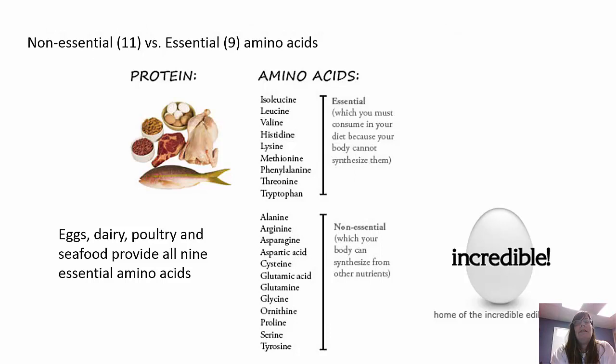We have non-essential versus essential amino acids. Non-essential amino acids are amino acids that our body can synthesize. Essential amino acids are amino acids that our body cannot synthesize, so we have to have them in our diet. Eggs, dairy, poultry, and seafood provide all of the 9 essential amino acids, which are isoleucine, leucine, valine, histidine, lysine, methionine, phenylalanine, threonine, and tryptophan. Then the non-essential amino acids our body can synthesize.